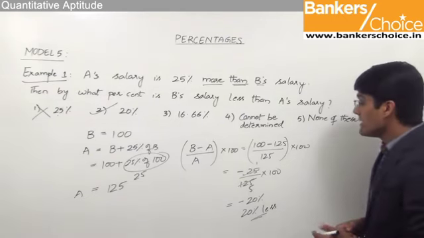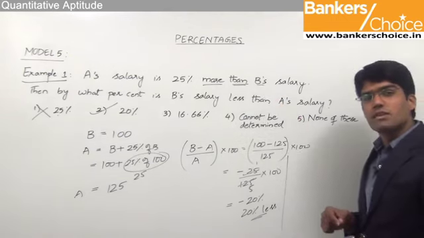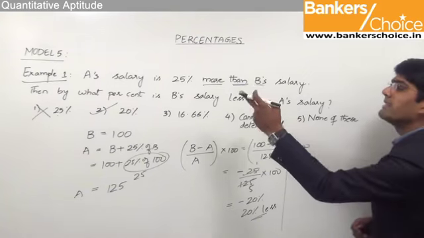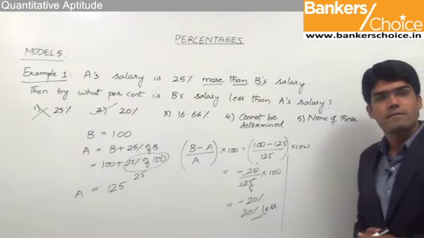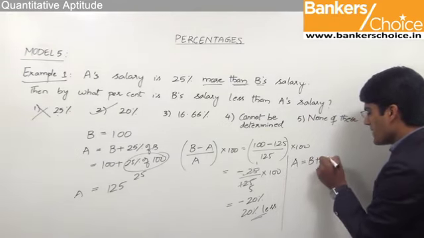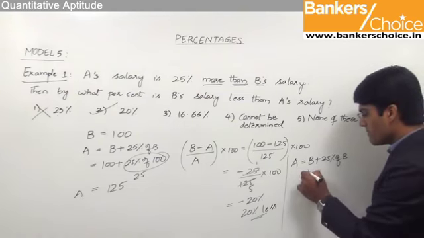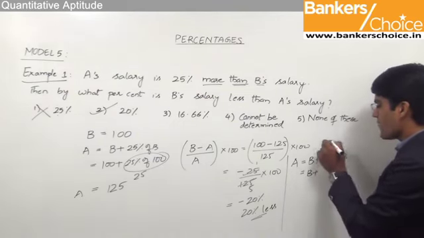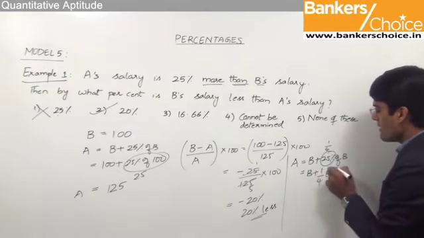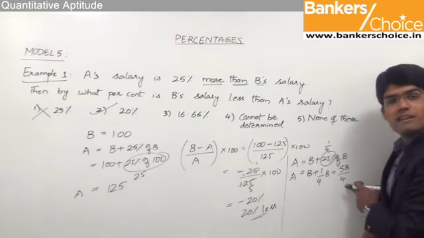So this is one way of solving the given question, by assuming that B is 100 and accordingly finding out the value of A. The other way in which this question can be solved is simply by converting the given percentage into fraction and again converting the fraction back to percentage. For example, here it says A's salary is 25% more than B. So we can say that A should be equal to B plus 25% of B, as it is 25% more. Now this will be B plus 25%, which is 1 by 4, so it can be taken as 1 by 4 B, which comes out to be 5B by 4.